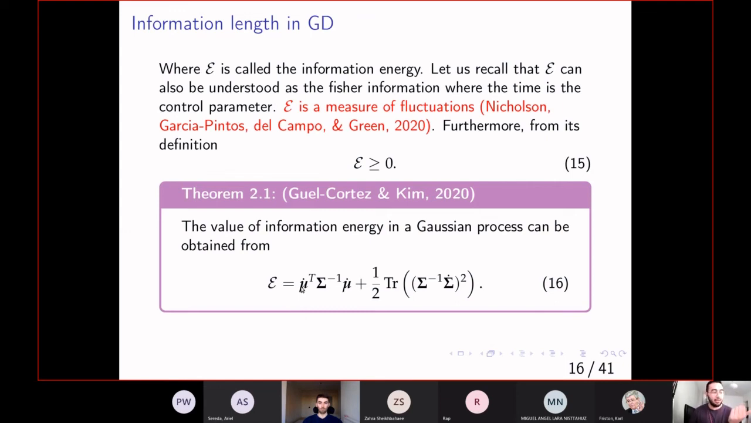And the good thing is that you can use the dynamics of the equations of motion of the mean and the covariance that I mentioned before. You just substitute them here. You use your mathematical model of the Langevin equations. And if it is Gaussian, you can use equation 16.